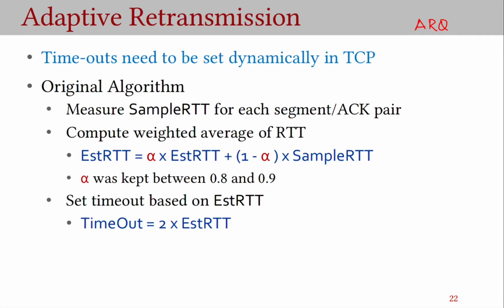The original TCP implementation used a simple algorithm to compute timeouts. When a sender would send a segment, it would record the time that it sent the segment. Then when it receives an ACK for that segment, it would subtract the sent time from the received time to calculate the round trip time for that segment. And then it keeps a weighted average of these round trip times. This is a fairly general procedure you will see at several places. This is called smoothing.